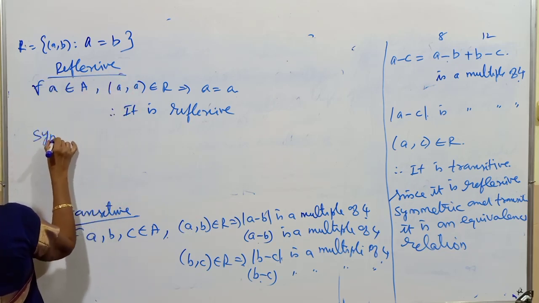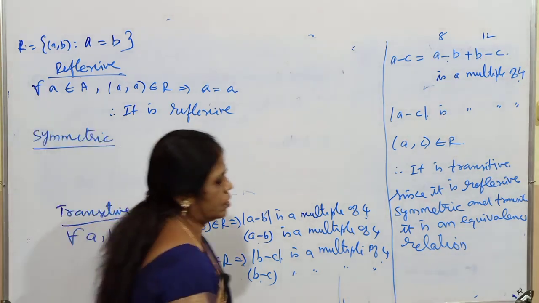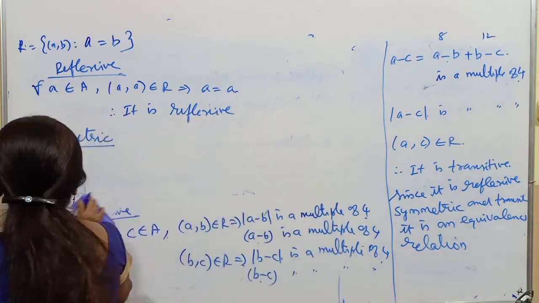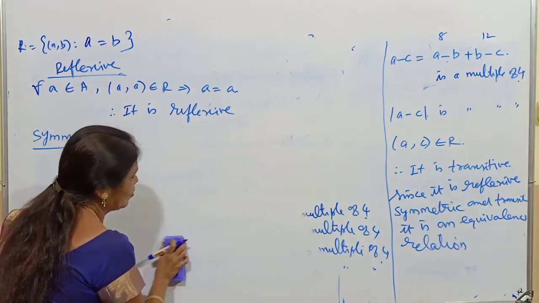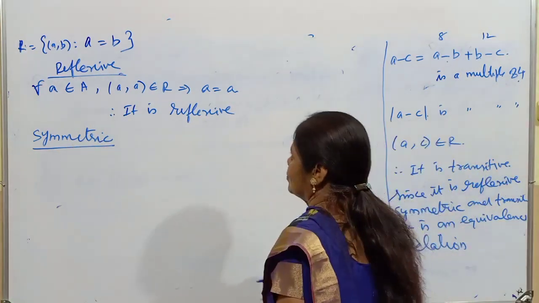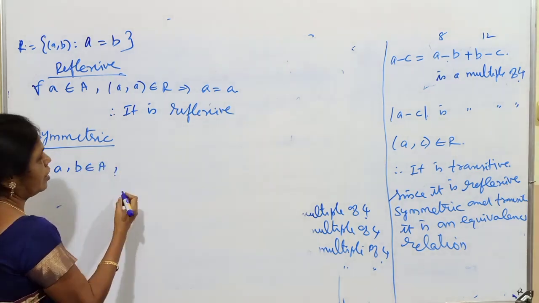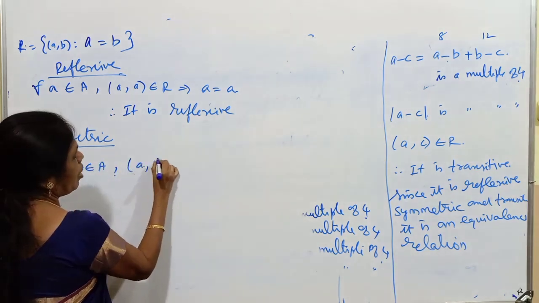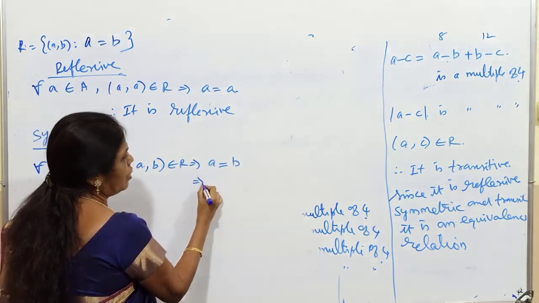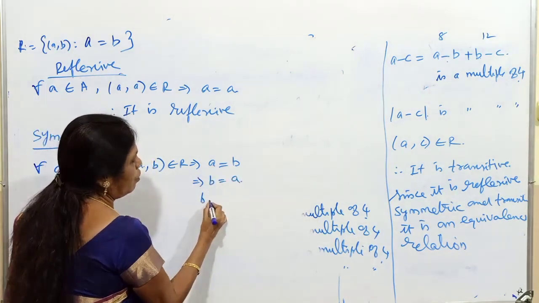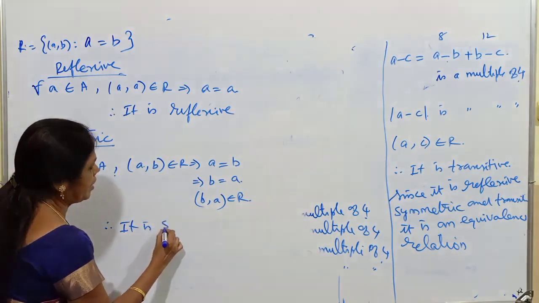We are going for symmetric. For all A comma B belongs to the set A, if A comma B belongs to R implies A equal to B. So this can be said as which implies B equal to A. So B comma A belongs to R. Therefore it is symmetric.